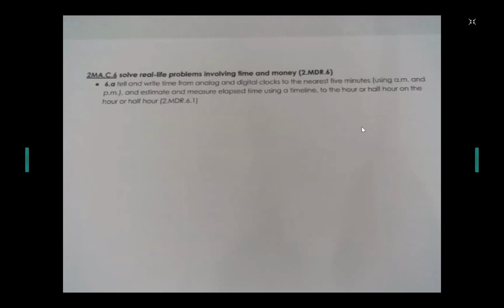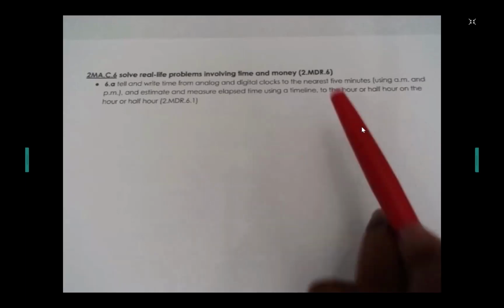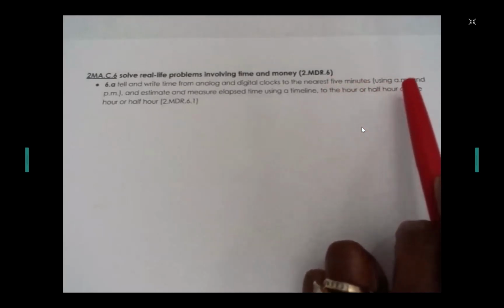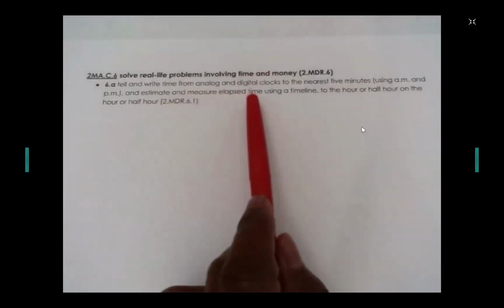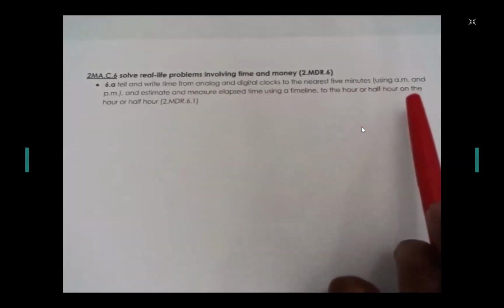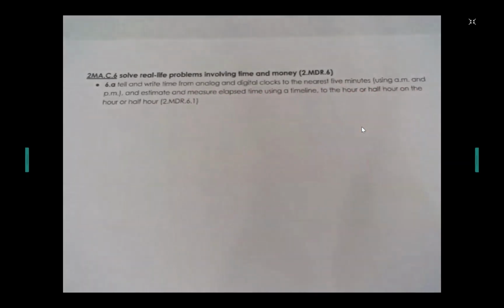In first grade, students learn to tell and write time in hours and half hours using analog and digital clocks. Students also learn to measure elapsed time to the hour on the hour using a predetermined number line. As you can see, in second grade, students will extend that learning to include telling and writing time to the nearest 5 minutes. They will use AM and PM, and they will also estimate and measure elapsed time using a timeline to the hour or half hour on the hour or half hour.